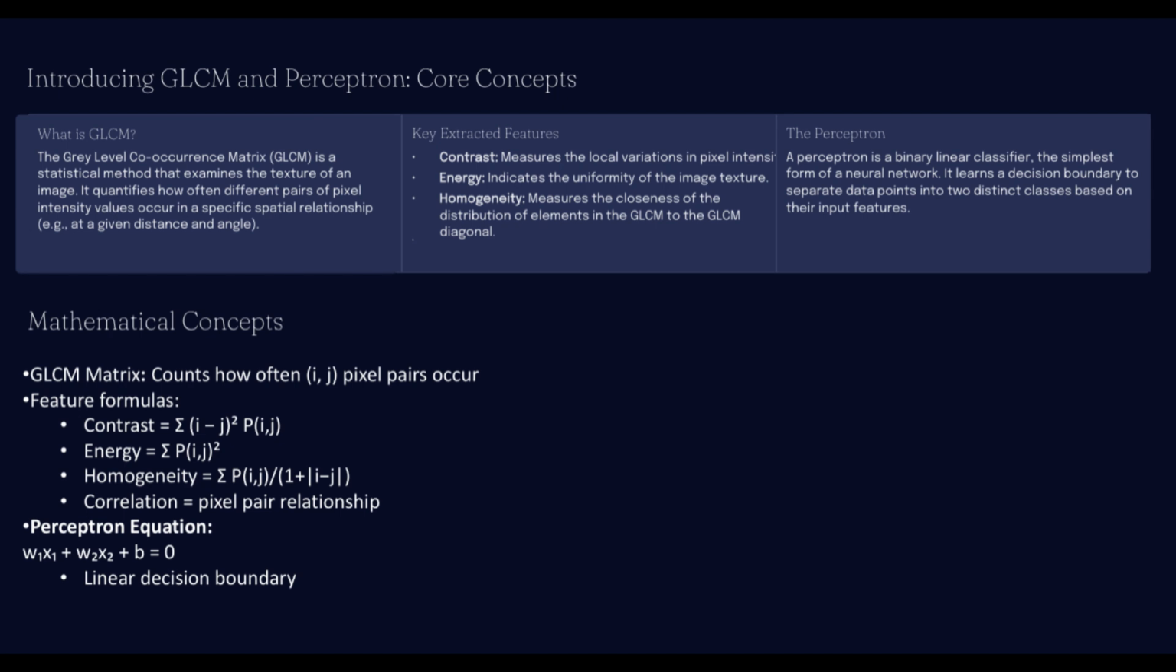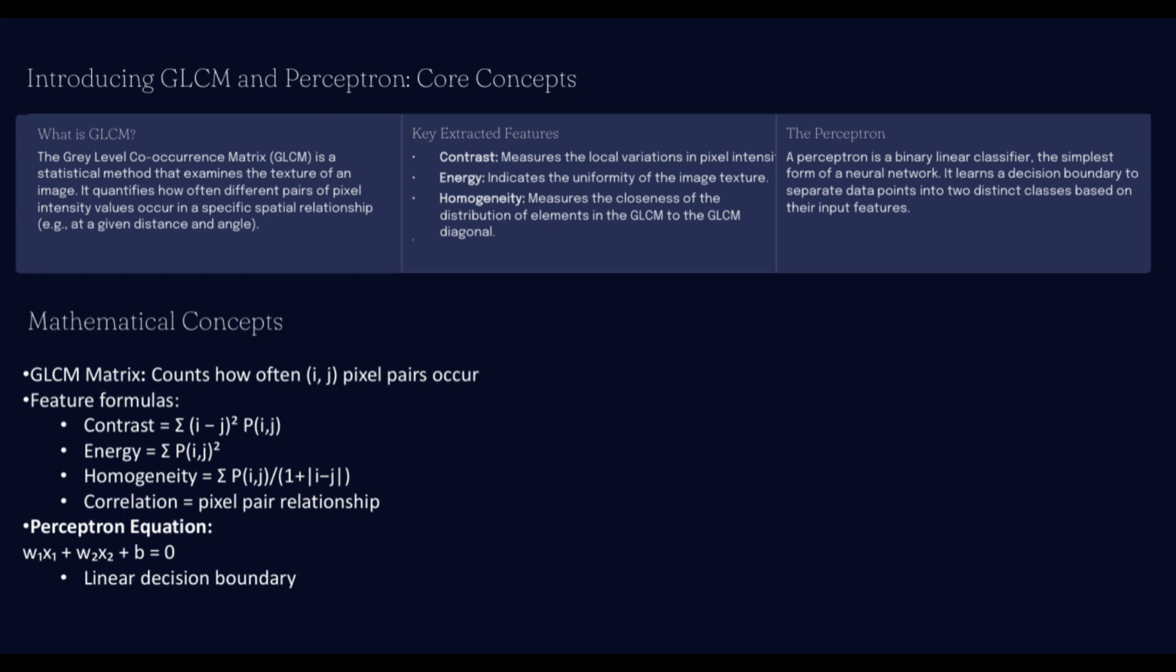GLCM, or the gray-level co-occurrence matrix, is a statistical method that describes texture by examining how often certain pixel value pairs occur next to each other at a specific distance and angle. From this matrix, we extract important texture features such as contrast, energy, homogeneity, and correlation. These features help us quantify how rough, smooth, or uniform a texture is.